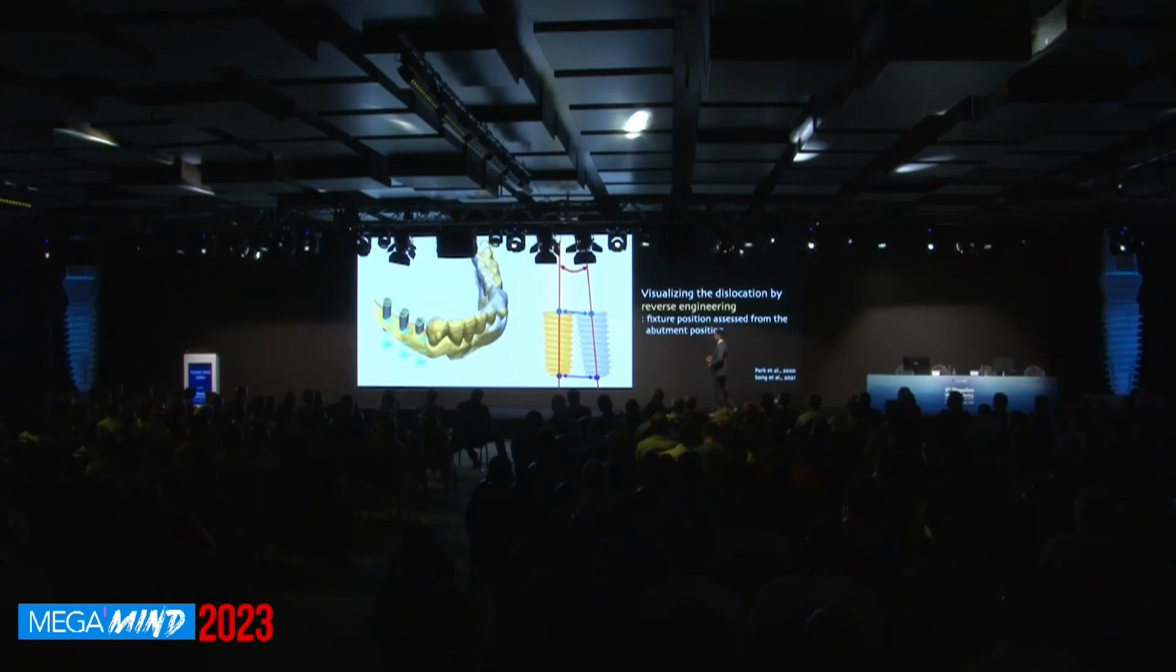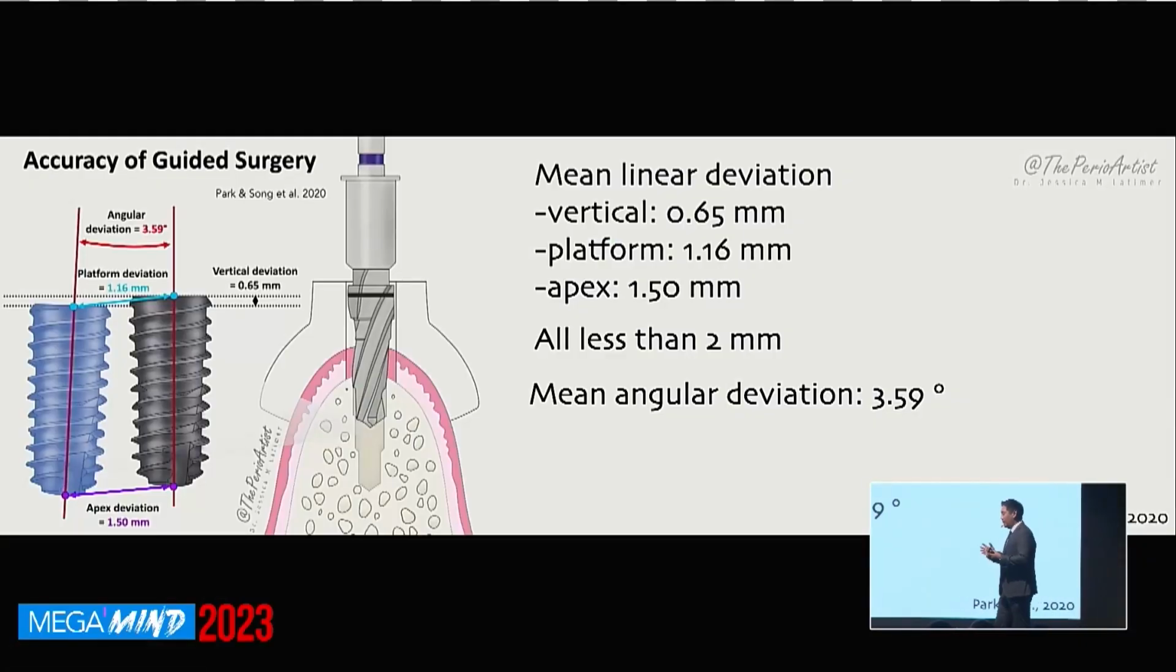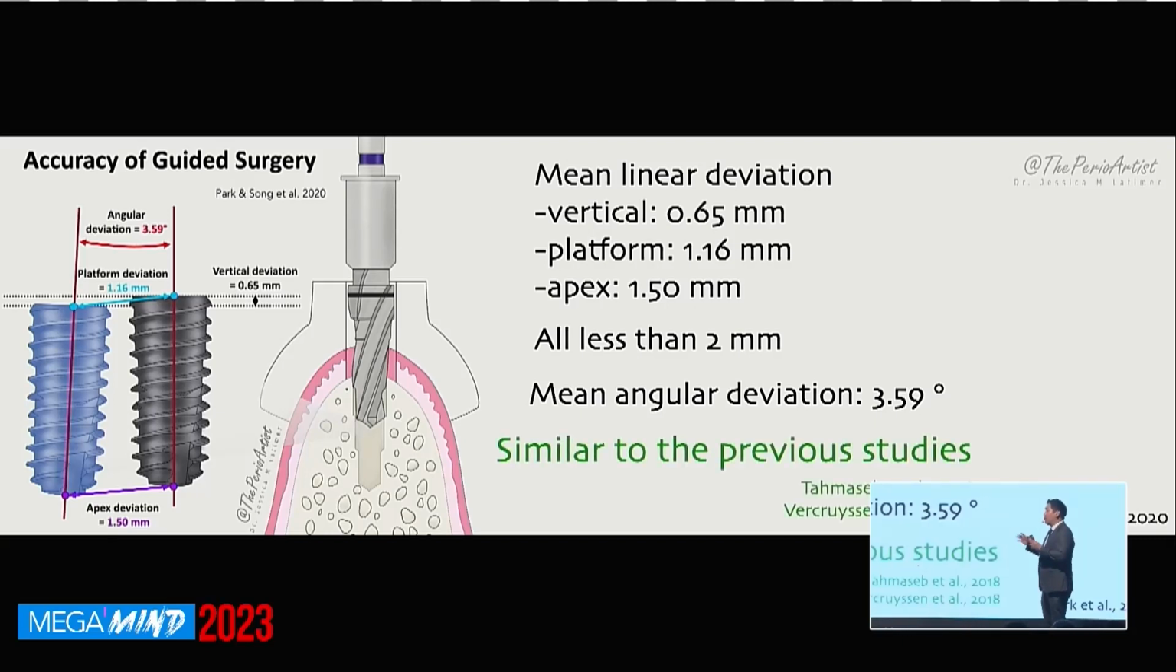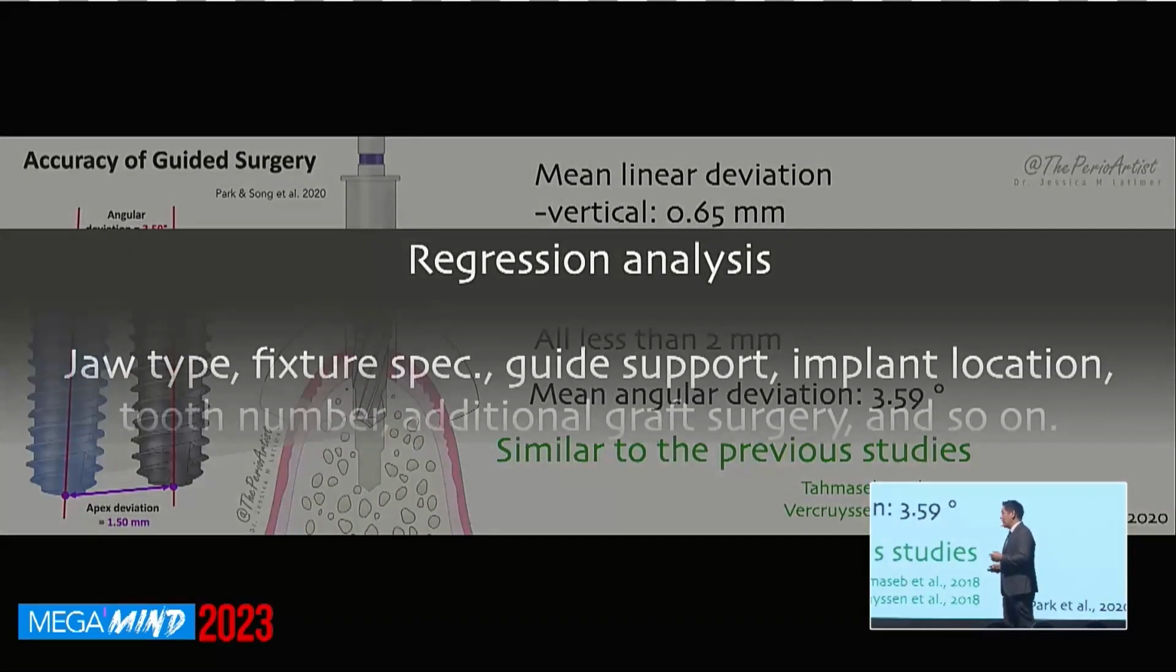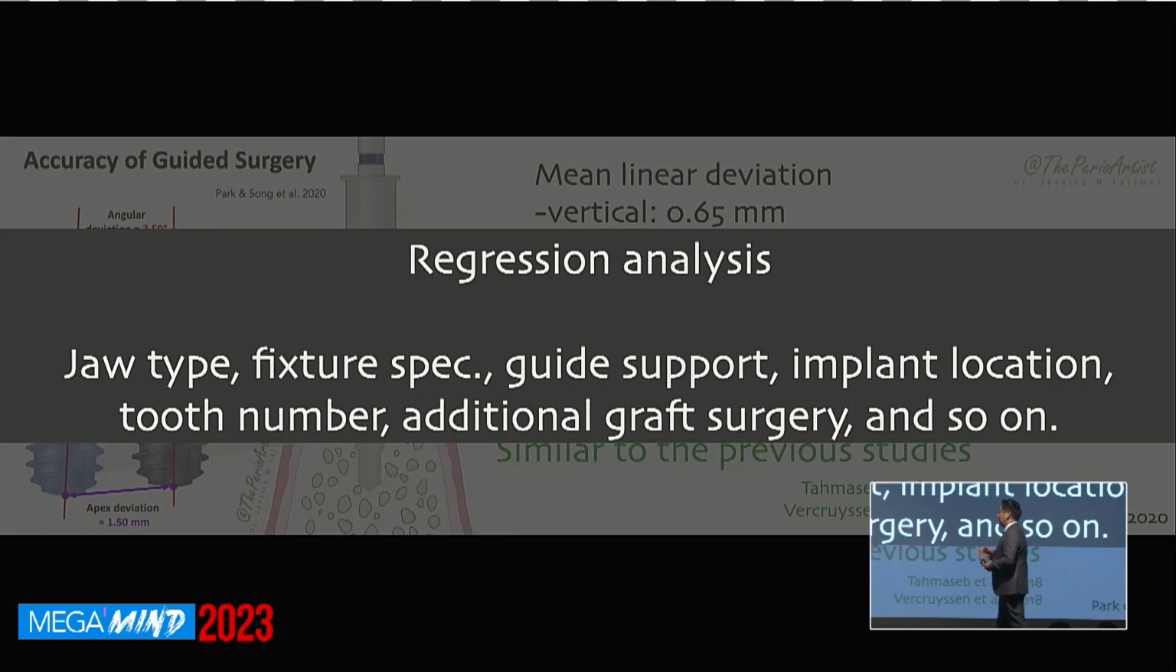So let's take a look at the outcomes. In linear terms, the mean deviation was less than 2 millimeters. And in angular terms, the mean deviation was less than 4 degrees. These numbers were very similar to what we learned from previous studies. What we further did, and which is more important, was this regression analysis, and we included a bunch of factors that we could include.